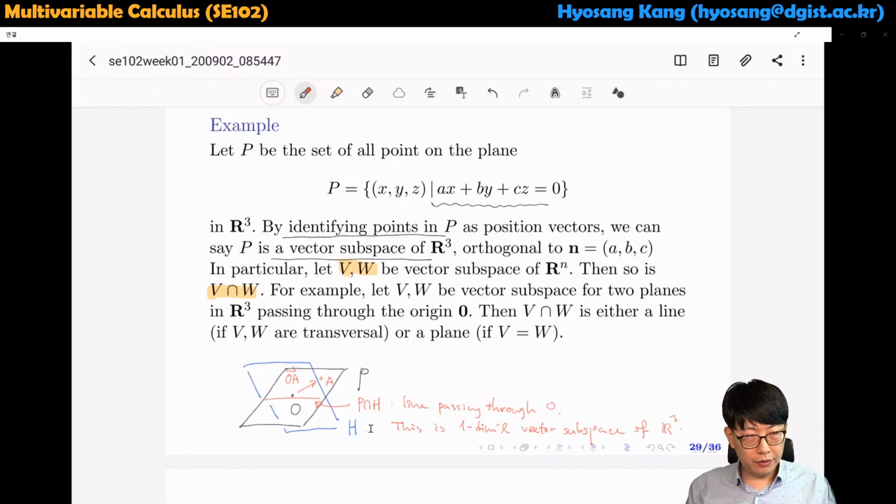you can take an intersection between the two vector subspaces and you still get another vector subspace.